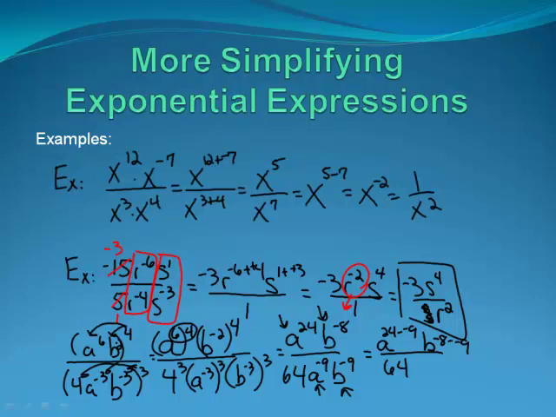Now if we clean that up, a to the 24 minus negative 9 is the same as adding a positive. So we've got a to the 33rd. We've got b to the negative 8 minus a negative, which is the same as plus a positive. So b to the negative 8 plus 9 leaves us with b to the first divided by 64. Nothing more we can do there. So that would be our final answer.